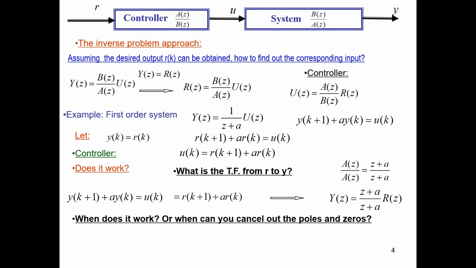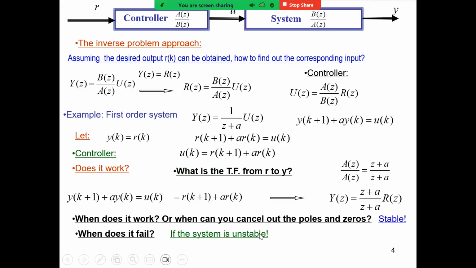Here you can clearly say your transfer function from your reference signal to the input is A over B. What happens if B is unstable? Your input will blow up, right? So actually it requires both A and B to be stable. Then you have a very simple design. All right, okay.